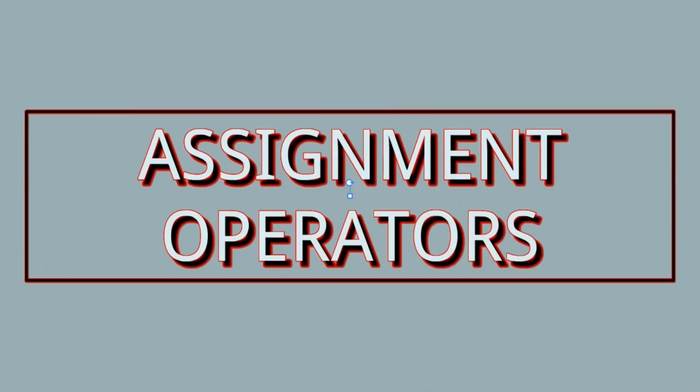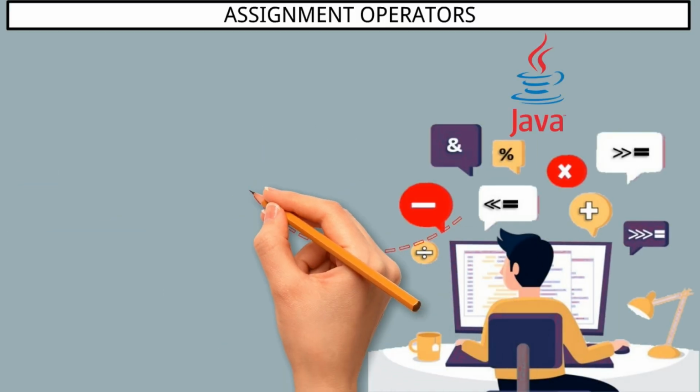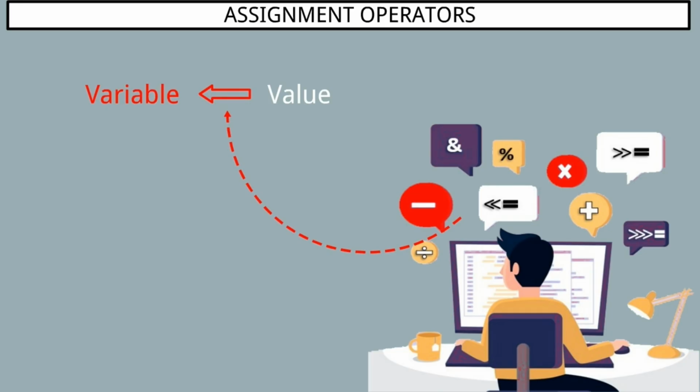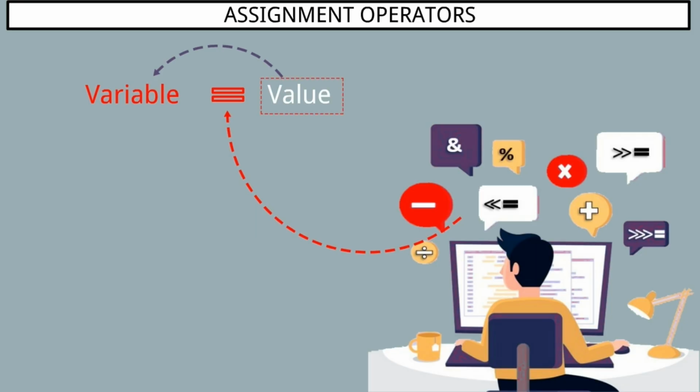In this lecture, we will discuss assignment operators in Java. In Java, assignment operators are used to assign a value to a variable. The basic assignment operator is equal to, which assigns the value on the right side of the operator to the variable on the left side. For example, int x = 5; It assigns the value of 5 to the variable x.